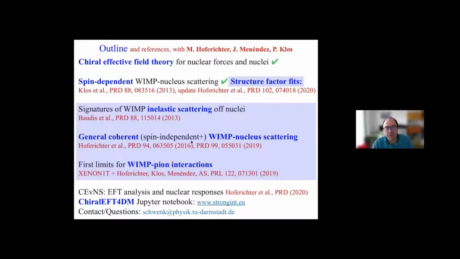And then I'll apply this to two cases. One, we will look at how easy it is to distinguish these different coherent responses. And then we will discuss also briefly that one of these responses is the WIMP's coupling to the pion. This is less important than the standard spin-independent response, but stronger than the spin-dependent response. And there were some first limits for WIMP-pion interactions reported in a PRL of the XENON collaboration 2 years ago.